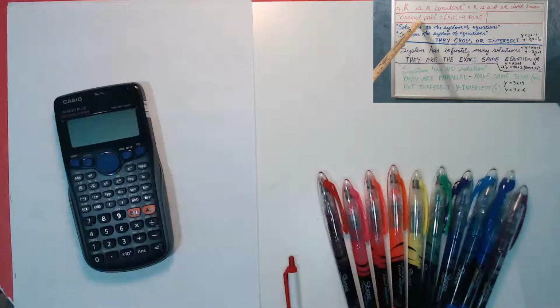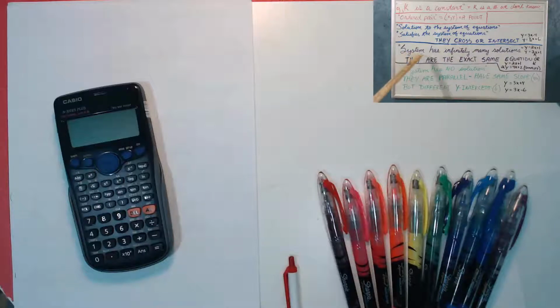Anytime they say ordered pair, they just mean x comma y, or a point. Anytime you see solution to the system of equations or satisfies the system of equations, it simply means they cross or intersect. Here's an example: two lines, y equals mx plus b, where the slopes are different. It doesn't matter what the intercept is, they're going to cross somewhere.